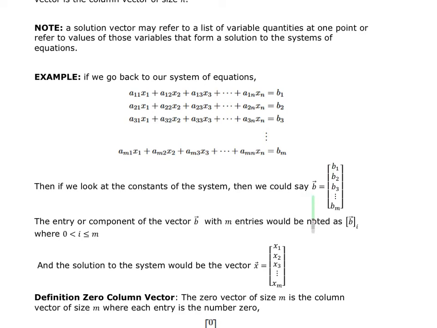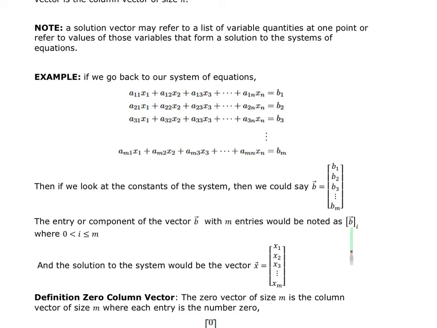Now, I said earlier that we usually use u and v and w, but sometimes we will use b when we're talking about the constants in a system of linear equations. So this b is the constant, and for each entry or component of the vector b, we should have m entries, because remember we had m number of equations. And when I see it in this form, this is the entry that I'm looking at.